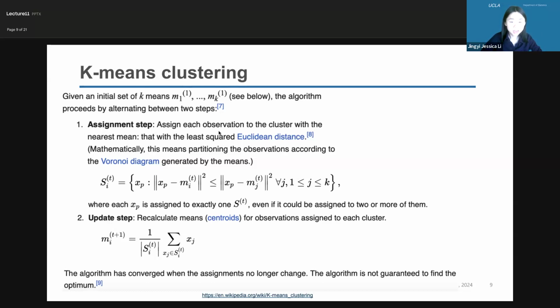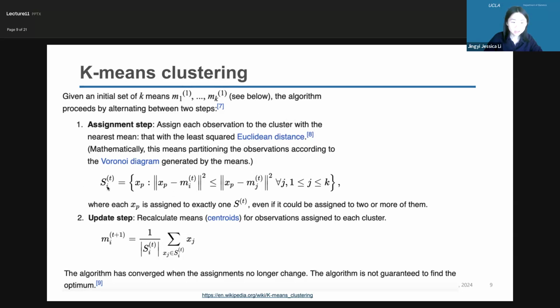Assignment step: assign each observation to the cluster with the nearest mean, that is, the least squared Euclidean distance. So like we said, when we need to define clusters, we need a similarity metric, or the opposite of a similarity metric, a distance metric. For K-means clustering, the distance metric by default is the Euclidean distance. So mathematically, we can ignore this explanation.